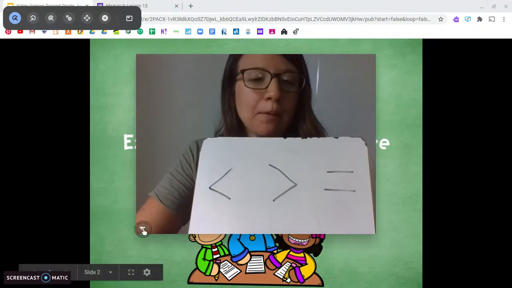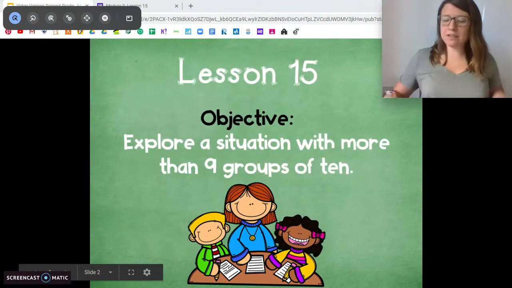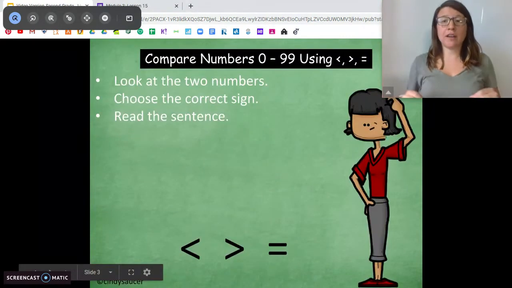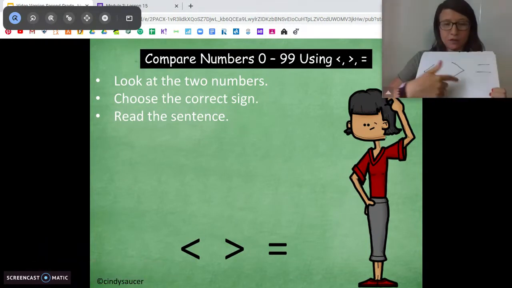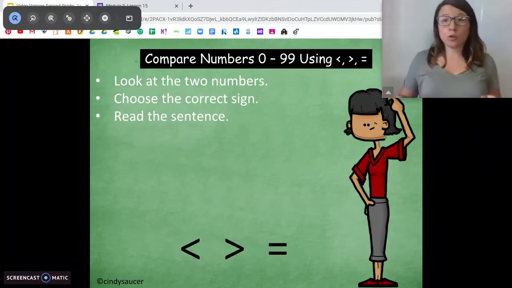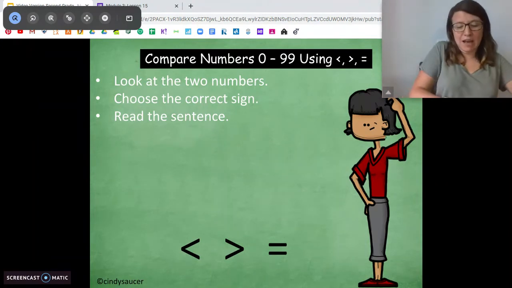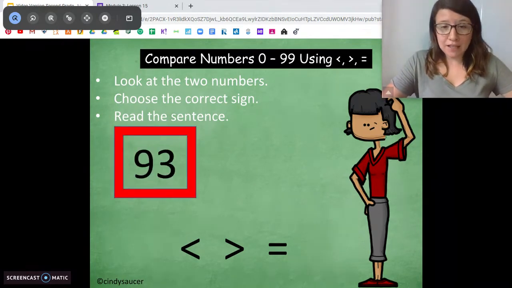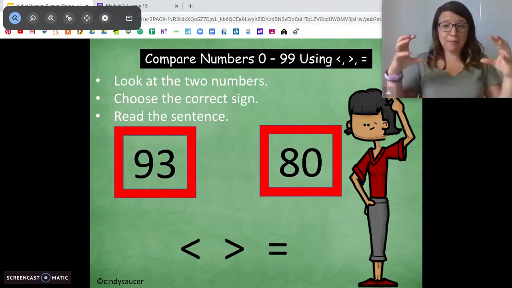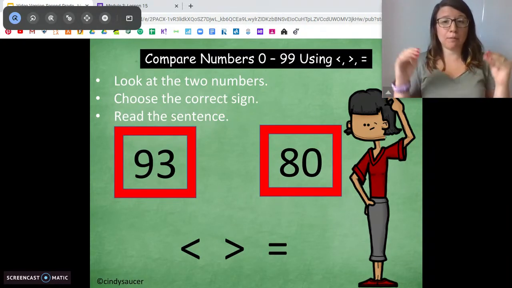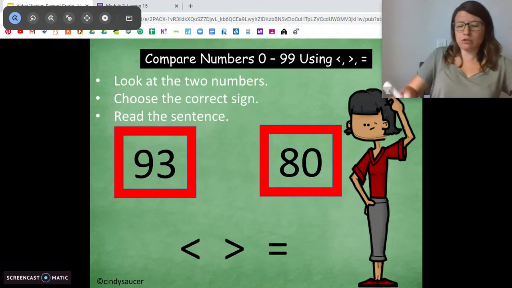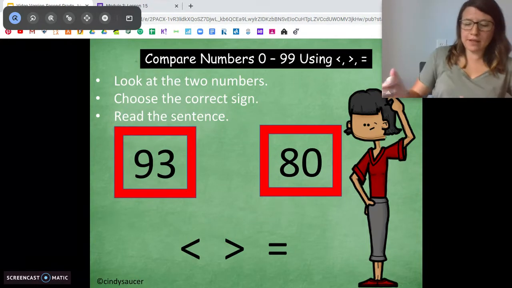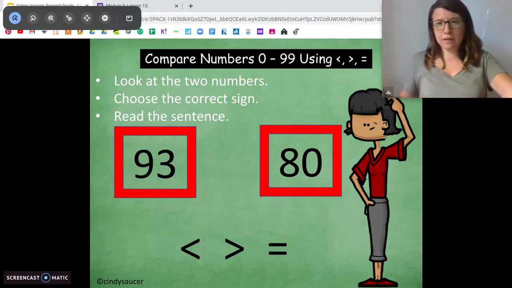So go ahead and grab your paper and your pencil out because we're going to start with comparing some numbers. So I'm going to show you 2 numbers. You're going to either choose the less than sign, the greater than sign, or the equal to sign to compare them. I want you to write the sentence down on your board so that we can practice reading it together. So I'm going to give you the numbers 93 and 80. Go ahead and write me the sentence to compare those numbers using one of those 3 signs. I'm going to do the same just to show you what it looks like. You can pause the video, take as much time as you need. Come back when you're ready.